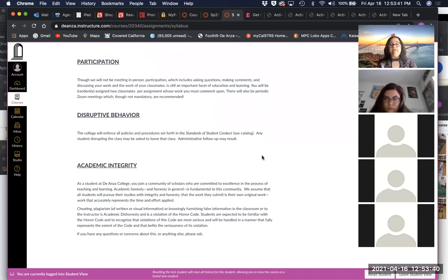Academic integrity, which essentially means don't cheat. As a student at De Anza, you join a community of scholars who are committed to excellence in the process of teaching and learning. Academic honesty, and of course, honesty in general, is fundamental to this community. We assume that all students will pursue their studies with integrity and honesty, that the work they submit is their own original work, work that accurately represents the time and effort applied. Excuse me one moment. Sorry.